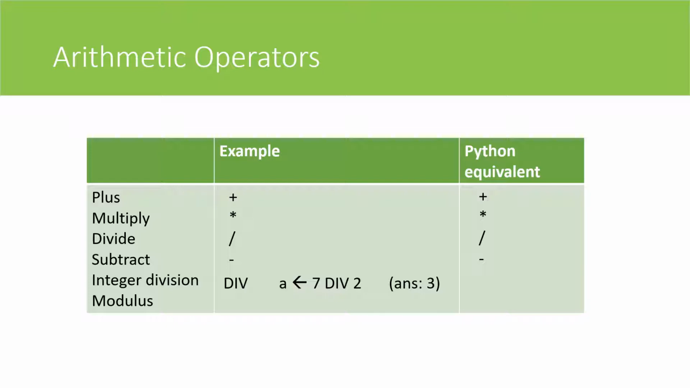So we use the div term here. The equivalent for that in Python is the double slash. And for the modulus, this is where we want the remainder. In this example, 7 modulus 2 gives us a remainder of 1. So we use the mod term for that, and the equivalent in Python is the percentage sign. So just be very careful, this div here is not the same as the divide. The integer division is different to normal division.